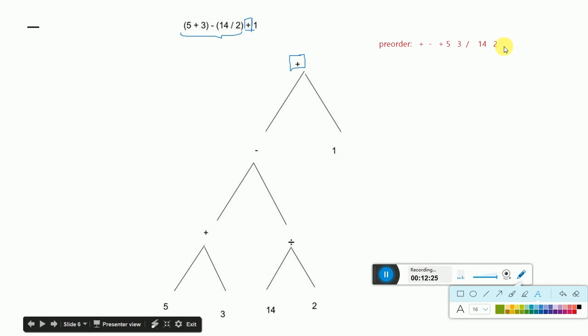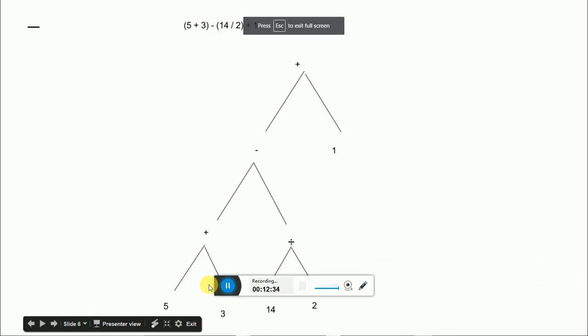Likewise, for in order, we will have a particular thing going on. I'm going to pause this recording right now, and I'm just going to type it in, and you'll see it as you all cue the screen back on.